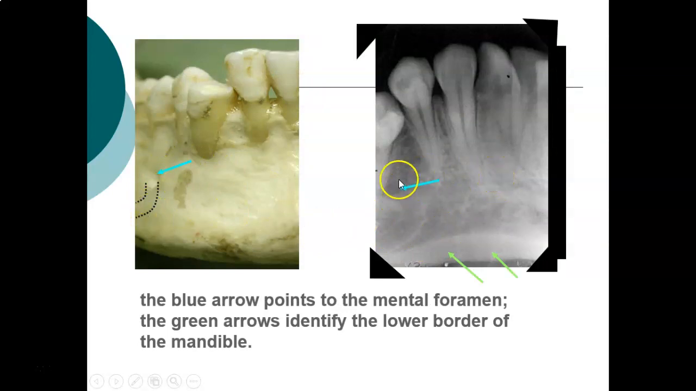Very often, especially if you're not used to seeing it, people can mistake the mental foramen for pathology, especially if you take an x-ray at a certain angle and it superimposes over the apex of a premolar. Someone could be very likely to think it's pathology and not the foramen. So it's important to be aware of its location and what it is.